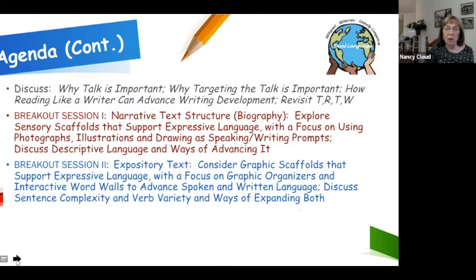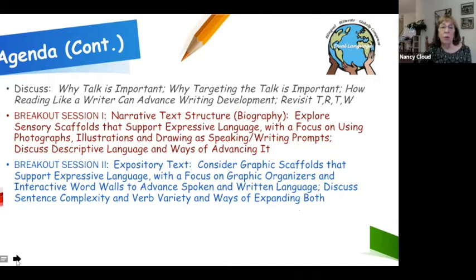You'll come back to me briefly, where we'll talk a tiny bit about expository text. Then we'll send you again to your language breakout rooms, where we'll talk about expository text. We're going to model with the theme of hurricanes, and you'll see why. And we're going to talk about the graphic, not the sensory scaffolds, but the graphic scaffolds that support expressive language. And we'll focus on graphic organizers and interactive word walls as ways of advancing spoken and written language. We'll discuss directly sentence complexity and verb variety and how we can push both of those forward.